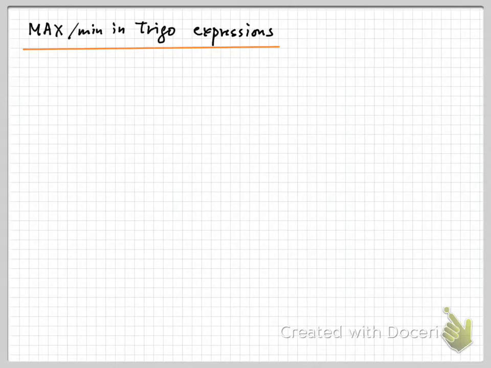In this part, we talk about the maximum and minimum in trigonometric expressions. Before we look at trigonometric expressions, there is one word about inequalities. So I'll show you some examples for various situations in inequalities.